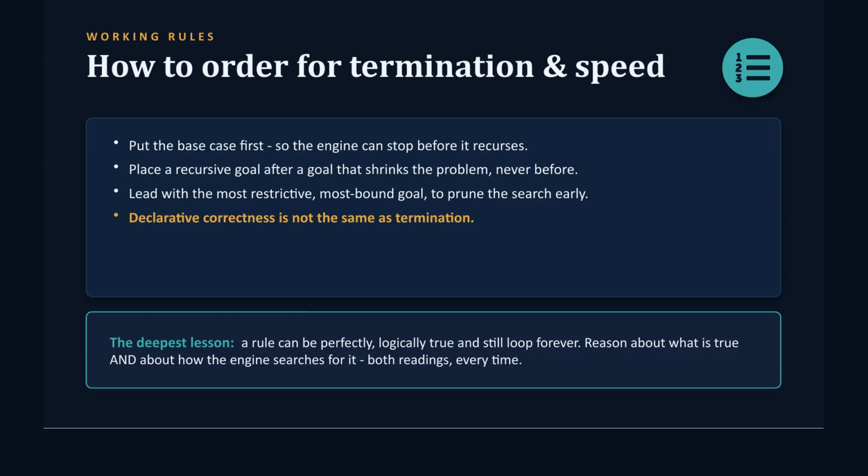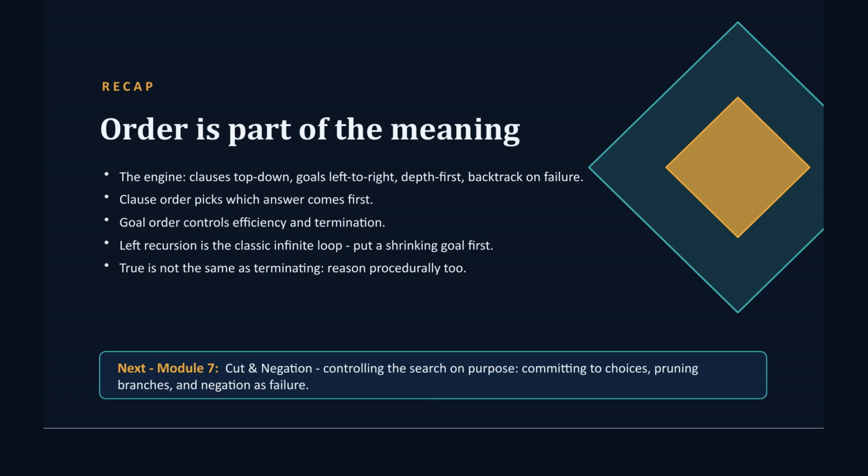Let us collect the working rules. Put the base case first, so the engine can stop before it recurses. Place a recursive goal after a goal that shrinks the problem, never before. Inside a rule, lead with the most restrictive, most bound goal, to prune early. And remember the deepest lesson: declarative correctness is not the same as termination. A rule can be perfectly, logically true and still loop forever. To write Prolog that runs, reason about what is true and about how the engine will search for it. Both readings, every time.